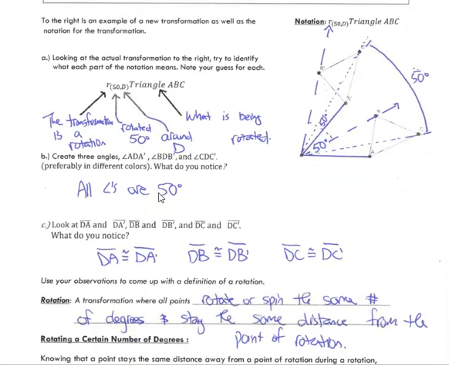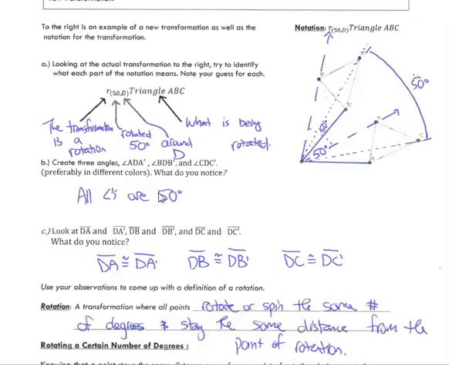And after that, you were supposed to use your observations to come up with the definition of what a rotation is. So I said a transformation where all points rotate or spin the same number of degrees and stay the same exact distance from the point of rotation. When something, like let's say you locked hands with a bunch of people, and then one person stayed where they were and the other people rotated around, you will always stay the same exact distance away from the person because it basically makes a circle. So if you did this, you would find that A stays the same distance no matter how many degrees it rotates, B stays the same distance no matter how many degrees it rotates, and so does C.